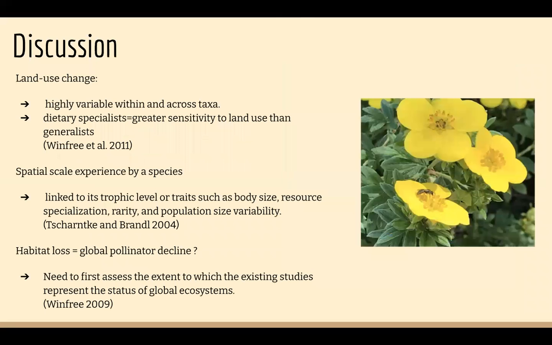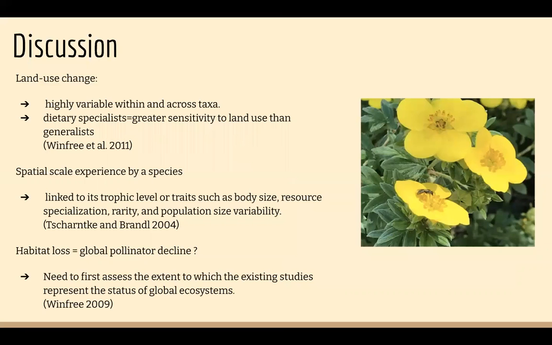From the analysis, I conclude that land use can affect species in highly variable ways within and across taxa. In this study, some species appeared to be diet specialists, while others appeared to be diet generalists. It is important to note that dietary specialists tend to have greater sensitivity to land use than generalists, since generalists can adapt to consuming nectar from various plants, while specialists cannot do so efficiently.